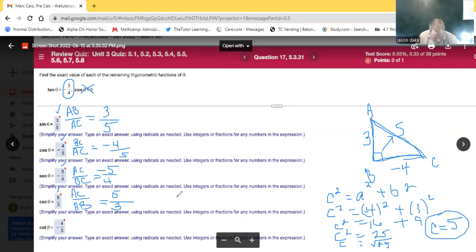All right, last one, guys. That's going to be cotangent, COT theta, and that is going to be BC over AB, guys. BC is -4 over AB, which is 3.